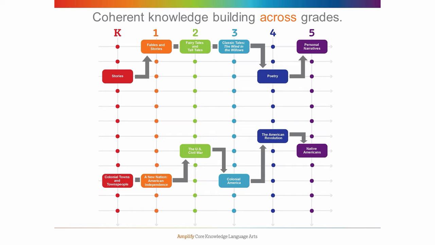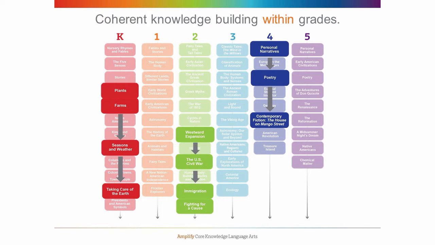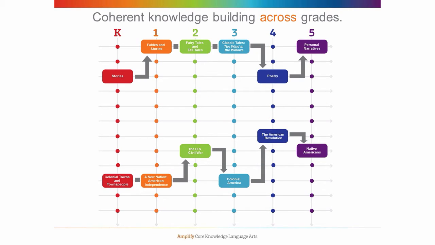And so these two slides, I'll go back one. We talked about coherently building knowledge within a grade and then coherently building that knowledge across the grade. This is an example of what the Common Core is asking for or looking for in terms of Standard 10 and this idea of building systematically.